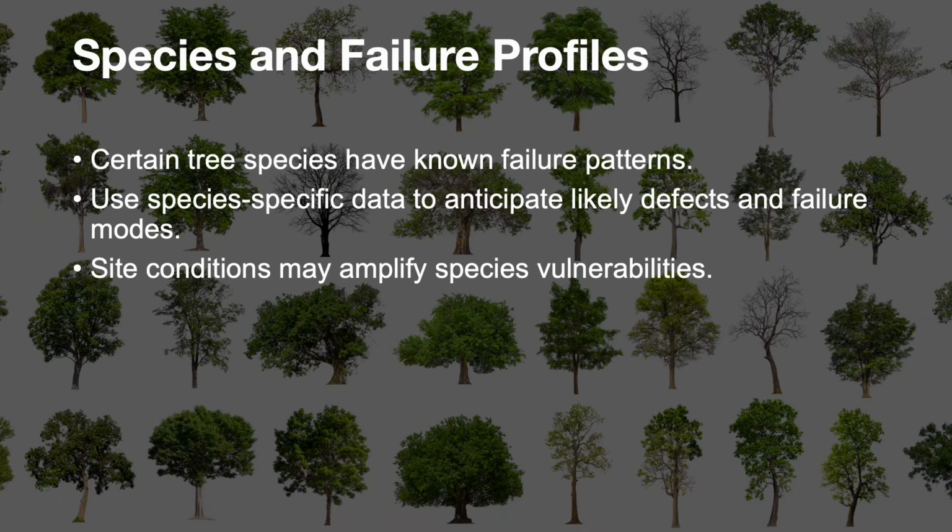Some tree species fail in predictable ways. Certain trees might be prone to limb drop, others to trunk splits or root plate failure. Using known failure profiles can help us anticipate problems. Also, site conditions can make a species more or less vulnerable. For example, a shallow-rooted species on wet soil is at higher risk.